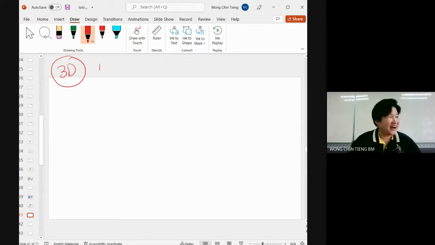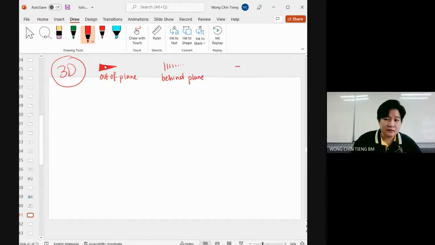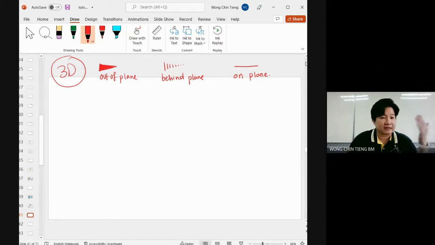Okay, we are going to draw it in the form of 3D, but you cannot draw in 3D without this help. Alright? I taught this in cis-trans. Your wedges represent out of the plane, remember? You have your dashes that represent behind the plane. And the normal solid line that you draw is on the plane. One behind the plane, one in front of the plane, and one flat on the plane.